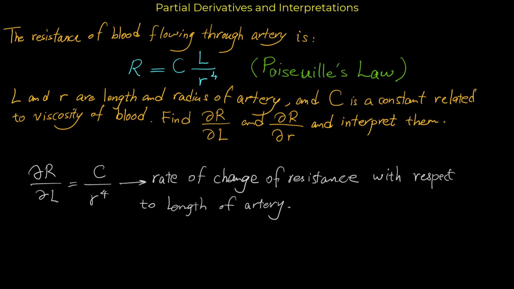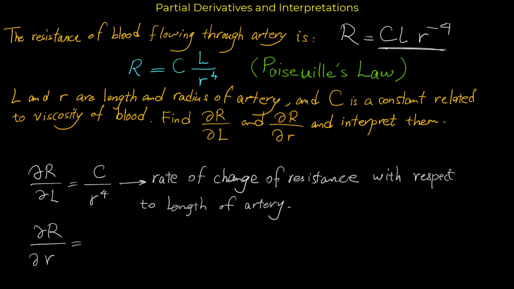Now let's find the other partial derivative: the partial derivative of R with respect to r. For this we have to use the quotient rule because the variable r is in the denominator. Or the other way is to write this formula in the form of C L r to the negative 4. If you write this formula in this form, you don't need to use any quotient rule. Simply bring the exponent to the front, subtract the power by 1, and use the power rule. Or you can use the quotient rule. It's completely up to you. But I prefer to rewrite the function in this form and use the power rule.